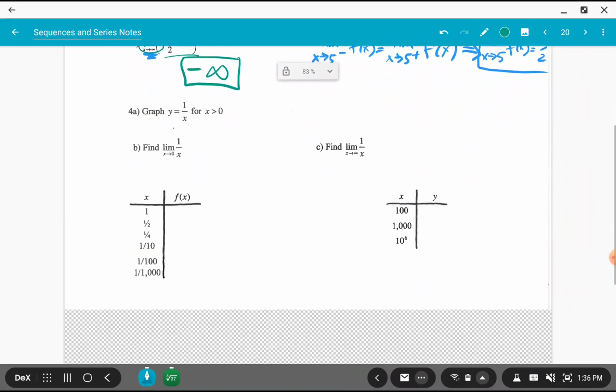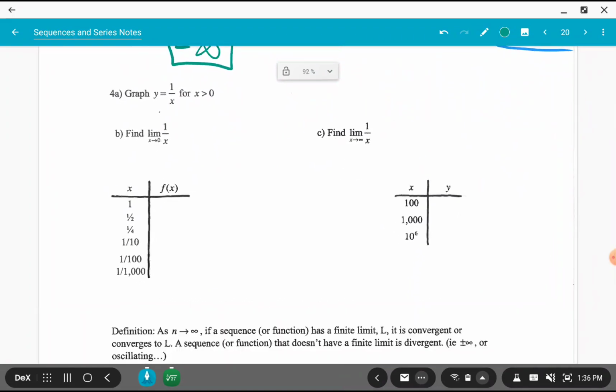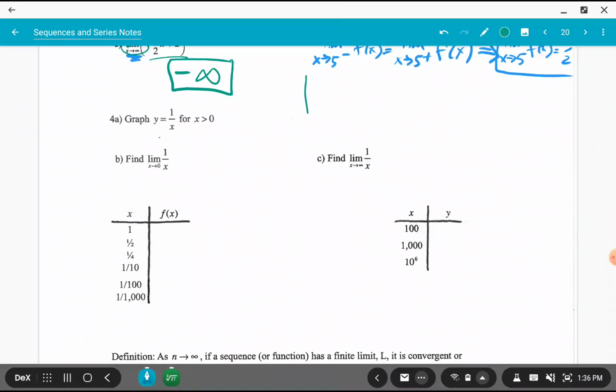Number 4 here. y equals 1 over x for x greater than 0. Do you remember what that looks like? That rational function? We had done that rational function before, right? Rational functions look like this. Technically it says for x greater than 0, so we don't have this piece, but you do know that there is another part of the function that goes in quadrant 3. But since x is greater than 0, we don't want to be concerned about quadrant 3, so that's why I made it a dotted line. All right, let's go ahead and address the questions that we see here.